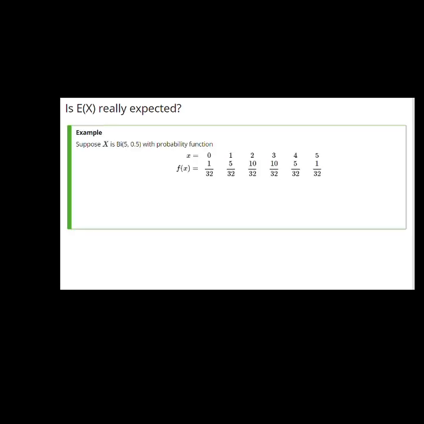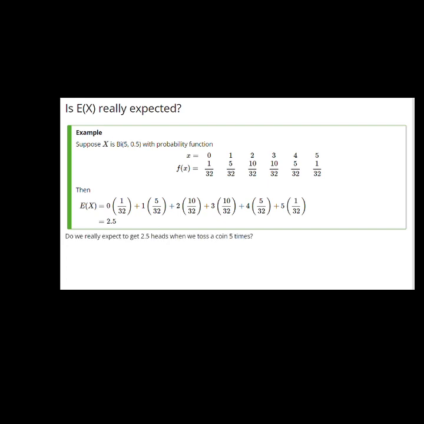Is the expected value really to be expected? Here's an example in which x has a binomial distribution with n equals 5 and p equals 0.5. We've listed the probability function below. The values of x run from 0 up to 5, and the probability of those values, f of x, is listed as well. We've calculated the expected value of x in this case, 0 times the probability of 0, plus 1 times the probability of 1, and so on. And we've obtained the number 2.5. E of x is 2.5.